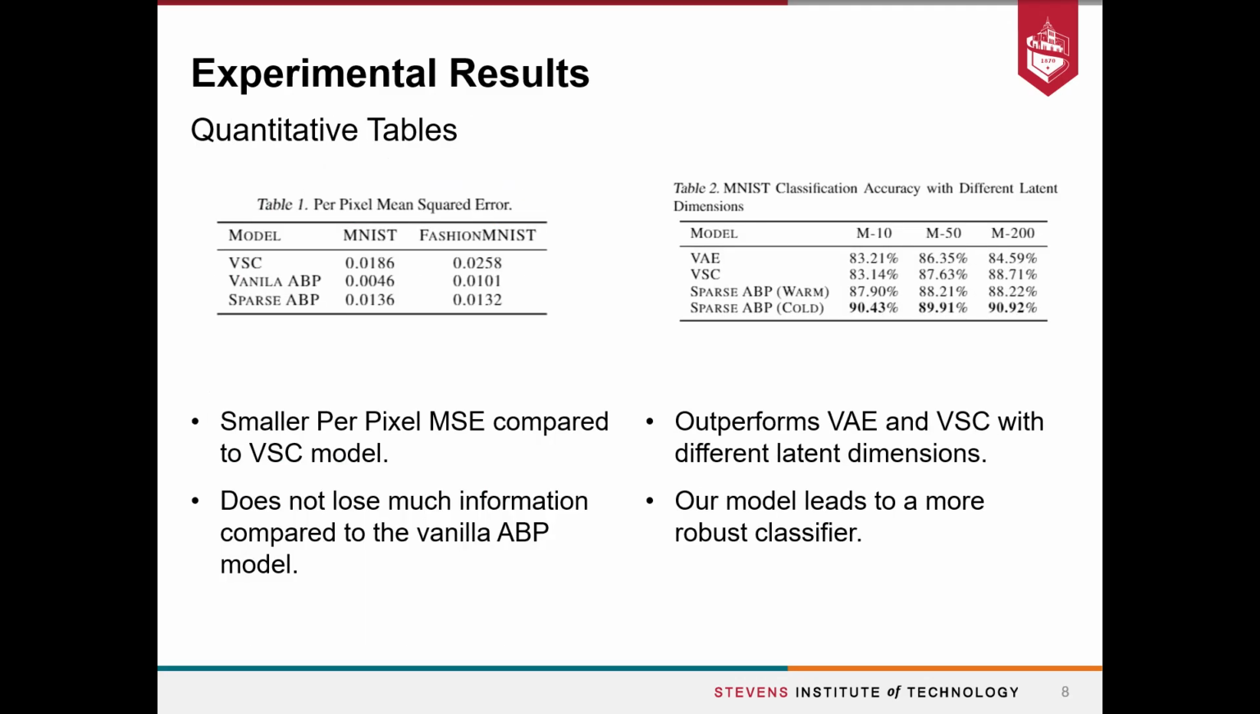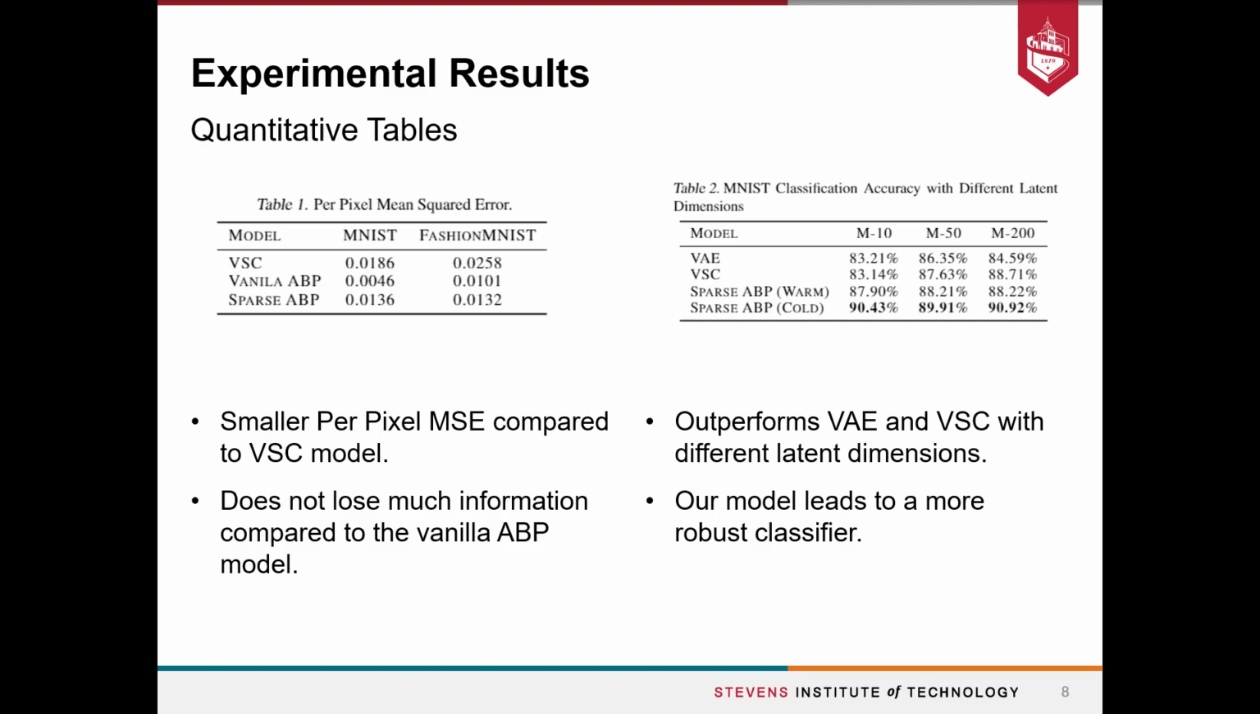Then we also perform quantitative experiments on the reconstruction error and classifier accuracy. We show that our model can achieve a smaller per pixel mean squared reconstruction error by comparing it to the VSC model with the same sparsity level. At the same time, it is not losing too much information by comparing it to the non-sparse ABP model. In terms of the classifier accuracy, we tested against various latent dimensions. We show our model can outperform other models and lead to a more robust classifier.